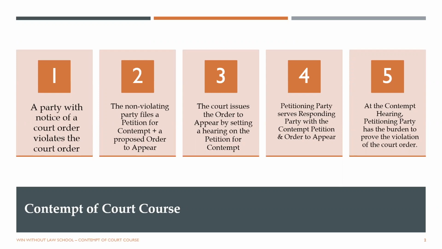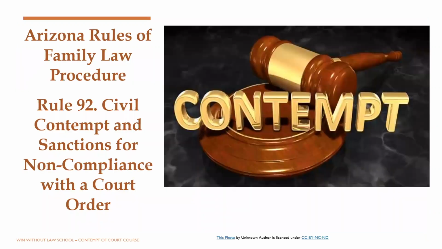Then the petitioning party serves the responding party with the petition in order to appear. And then both parties appear at the contempt hearing, and the petitioning party has the burden to prove the violation of the court order. This is all controlled by Rule 92 of the Arizona Rules of Family Law Procedure. That rule is about civil contempt and sanctions for noncompliance with a court order.